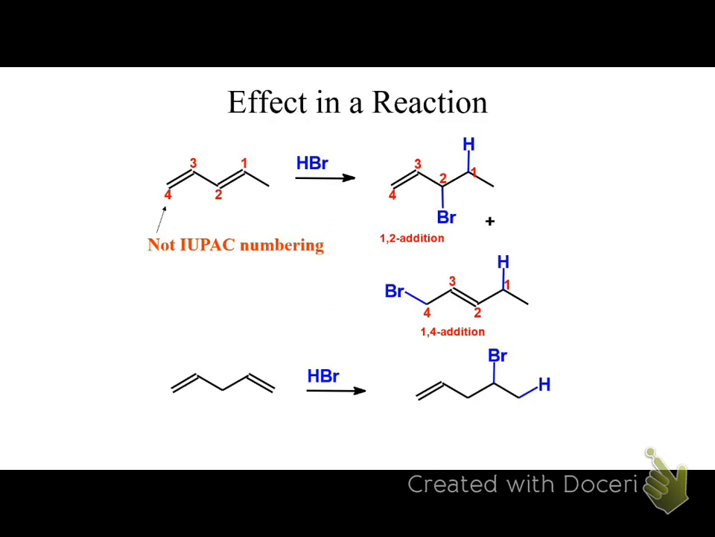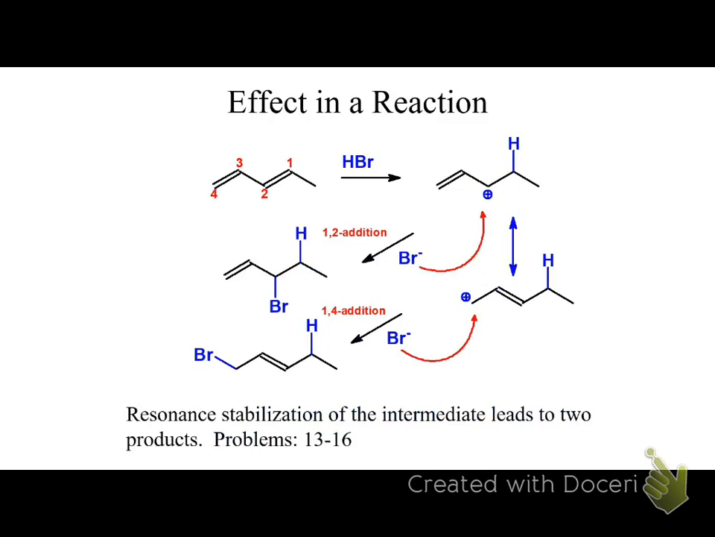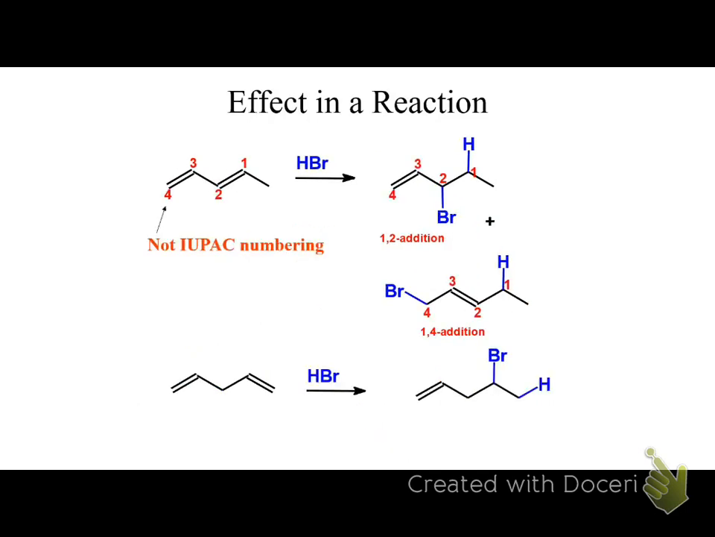Okay, so another thing to look at. Let me draw this out on another slide, actually, because I'm just going to draw the whole thing out. It's actually drawn on the next slide, but I just want to do it. So we're going to do an electrophilic addition on a conjugated diene. Conjugated diene just means the double bonds are next to each other. So here's 1,3-butadiene, and I'm going to add HBr to it.